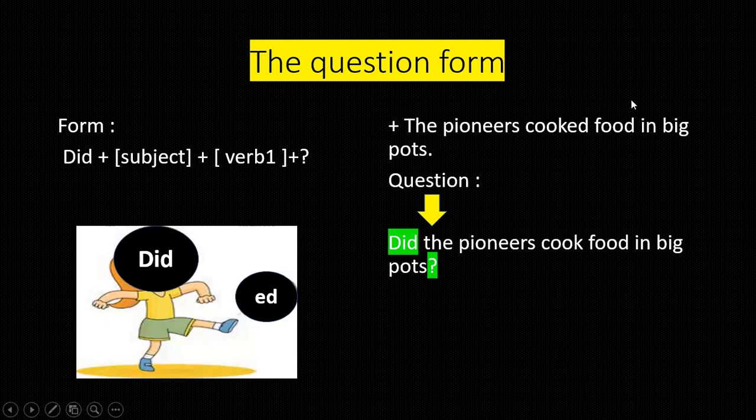So for example, here we have a sentence, it's a statement. The pioneers cooked food in big pots. When we want to make it a question, at first we add did. So did, then the subject. Here the subject is the pioneers. Did the pioneers cooked? We removed the ed because did is here. So did the pioneers cook food in big pots?